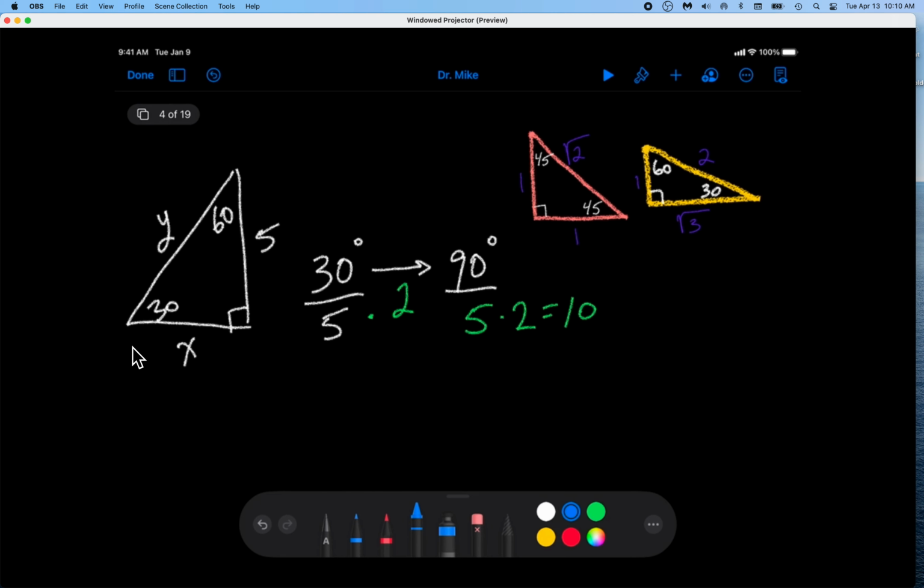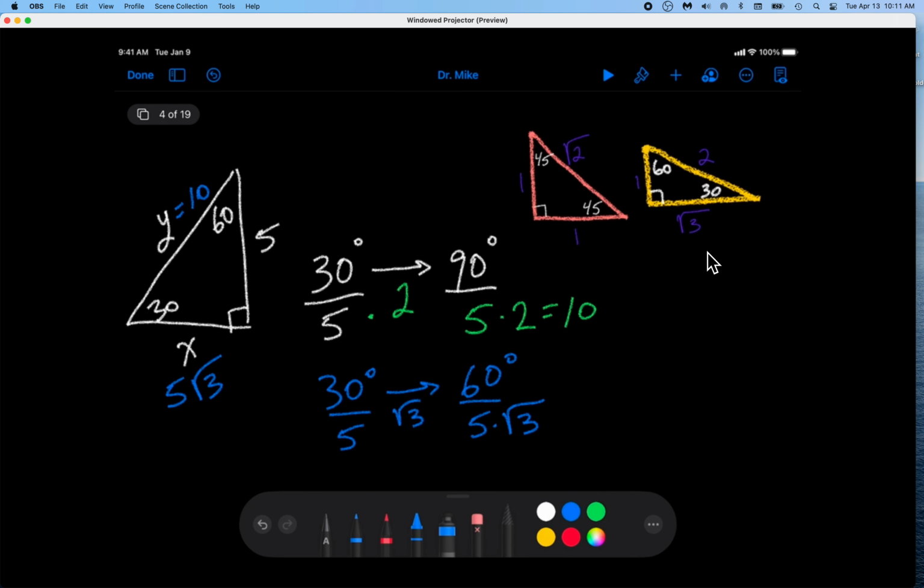Now, let's go from the 30 degree to the 60 degree. Again, the side opposite the 30 degree is 5. We're going to use square root of 3 as a conversion factor. And because we're getting bigger, we're going to multiply. So those are your two answers. Side opposite the 90 is going to be 10, and this is going to be 5 times the square root of 3. Again, we used square root of 3 when we went from 30 to 60 because that's the conversion factor associated with the side opposite the 60 degree angle.